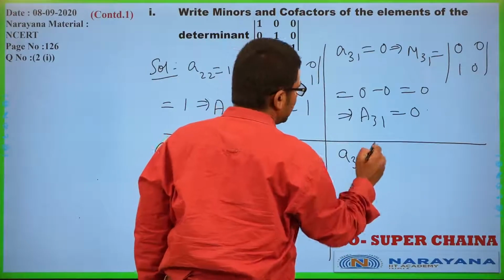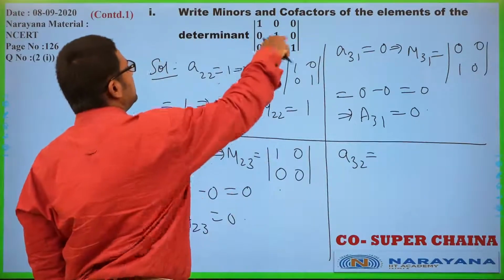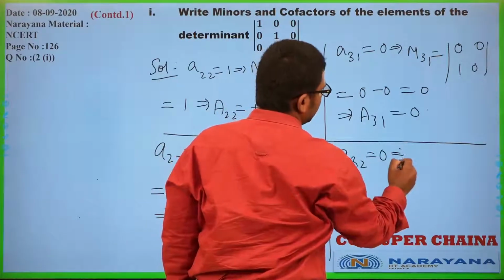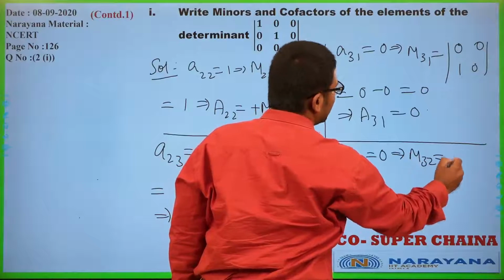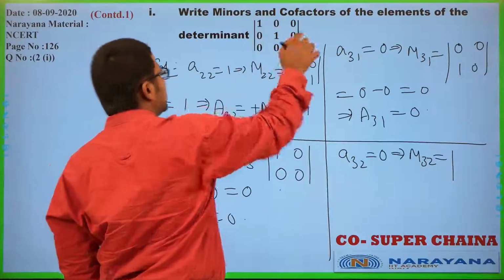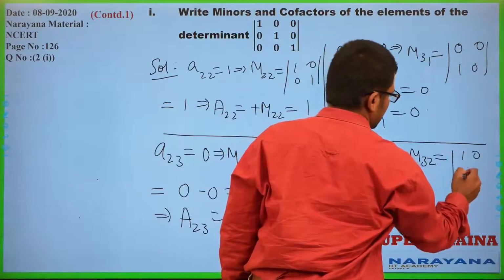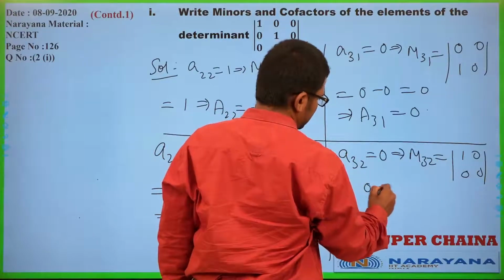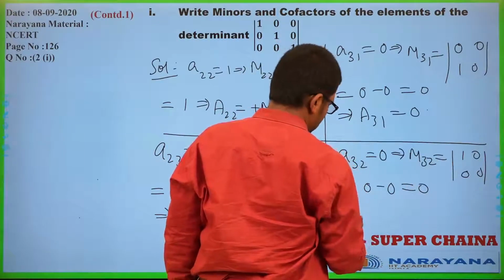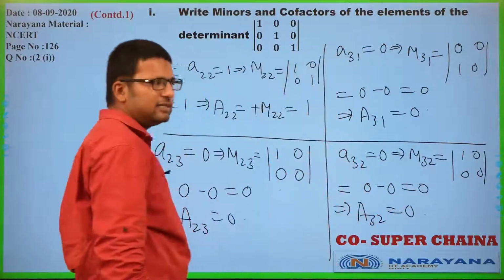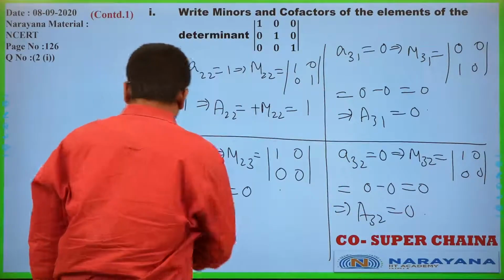So small a32, third row, second column, so it's again 0, which means M32 is third row, second column. Leave those, so 1, 0, 0, 0, which is 0 minus 0, again 0, which means capital A32 is also 0, correct? There is a very clear pattern here.